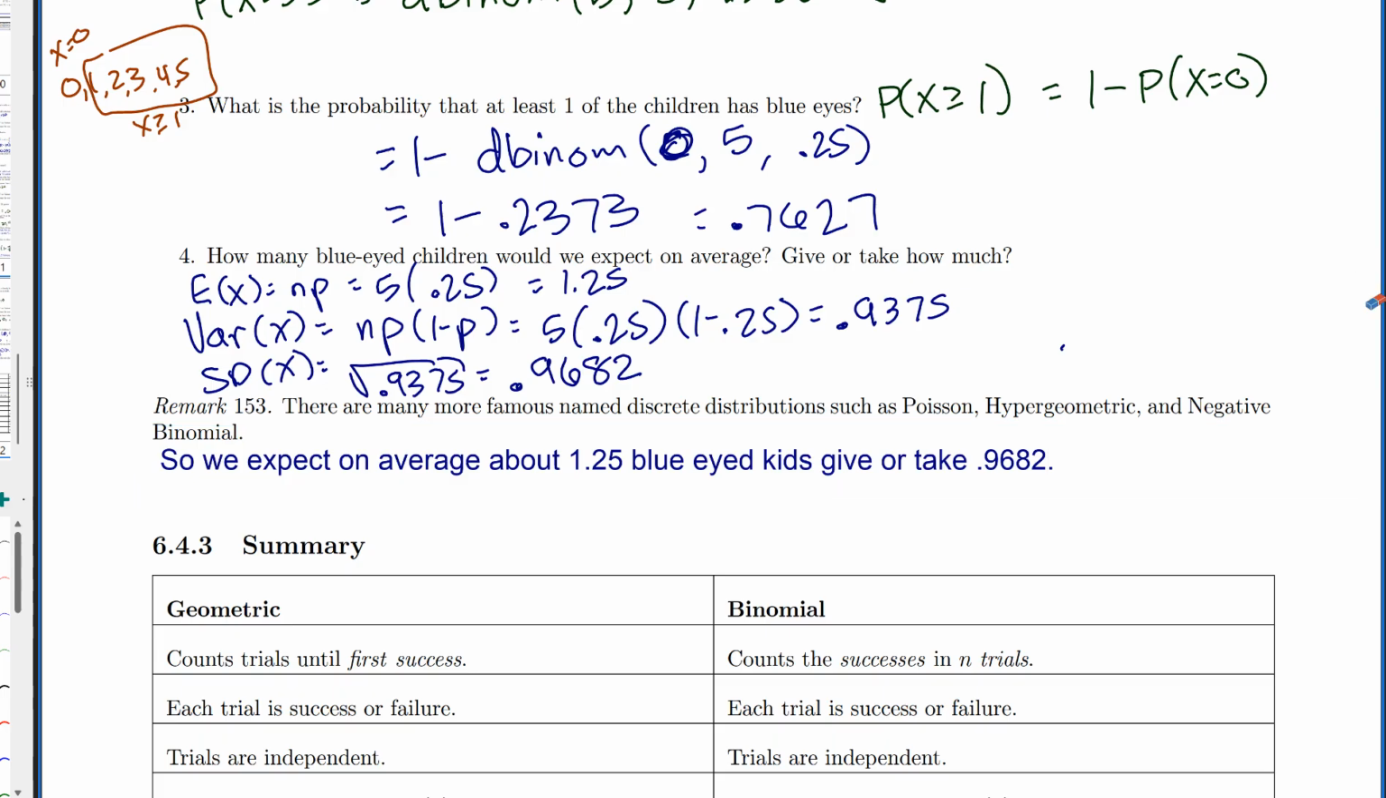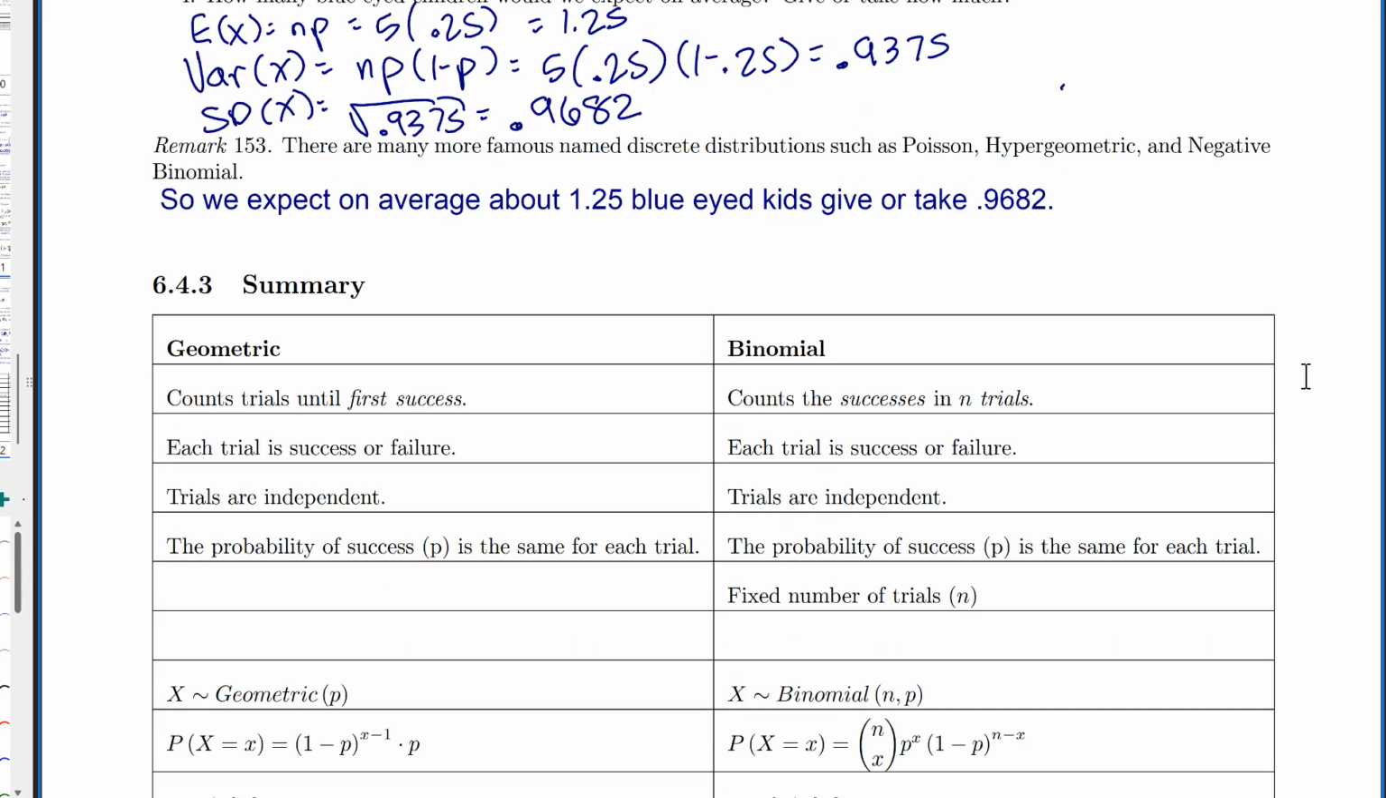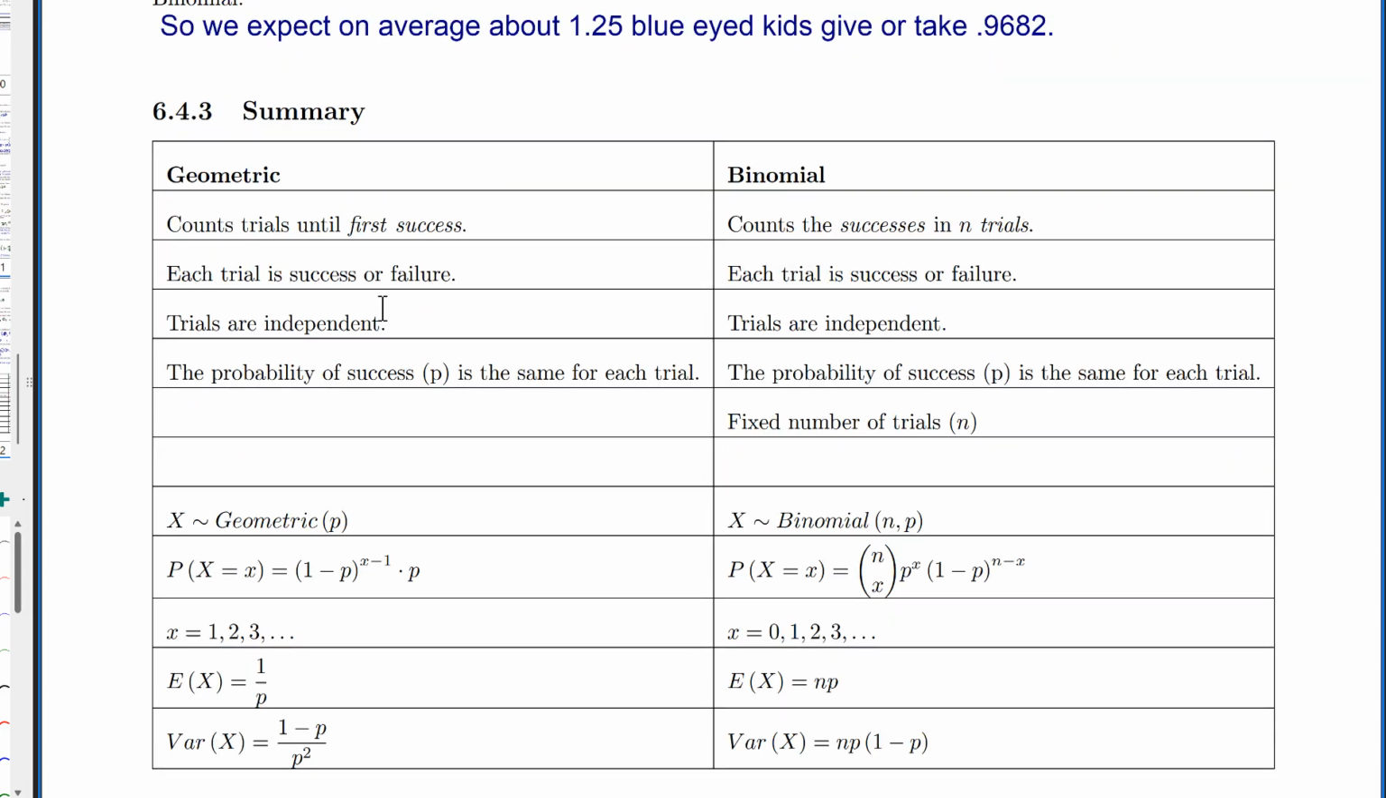Now, just to remark, there are many more famous discrete distributions such as Poisson, hypergeometric, negative binomial. We're only going to do these two in this class. Okay. And I wanted to highlight the differences. Geometric counts the trials until the first success, whereas binomial counts the successes in n trials. Otherwise, each trial is a success or failure. That's for both of them. Both of them say the trials have to be independent. Both of them say that the probability of success is the same for each trial. Binomial says you have to have a fixed number of trials. You know in advance you're doing it n times.